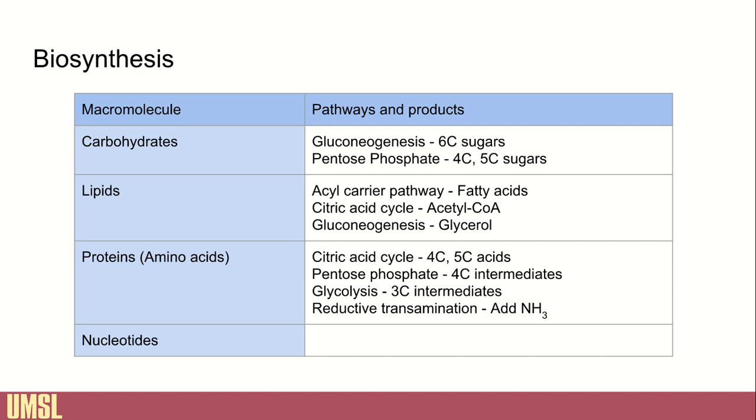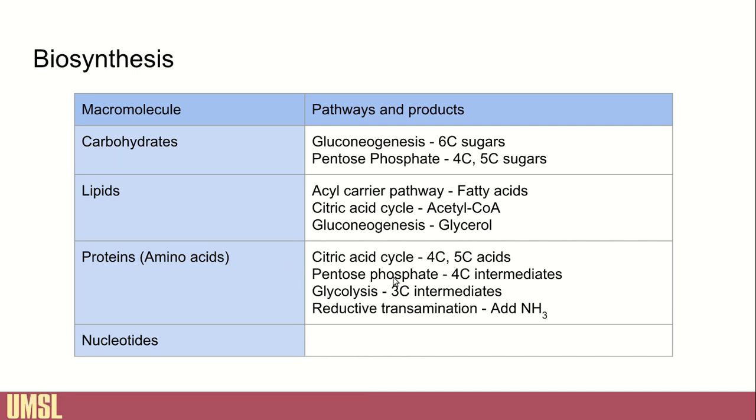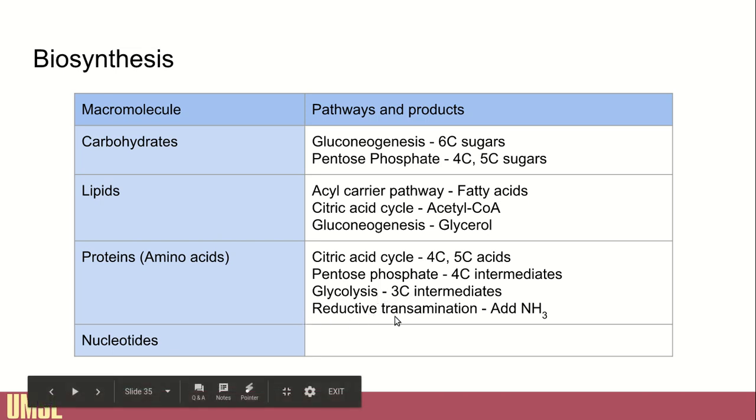All right, so for proteins, or amino acids, what you need to make them: you need the citric acid cycle, you need the pentose phosphate pathway, you need glycolysis or gluconeogenesis to produce 3 carbon intermediates, and you need reductive transamination to add amines.